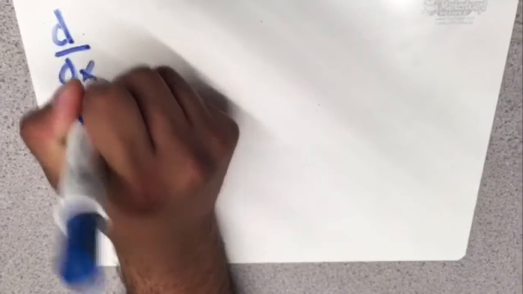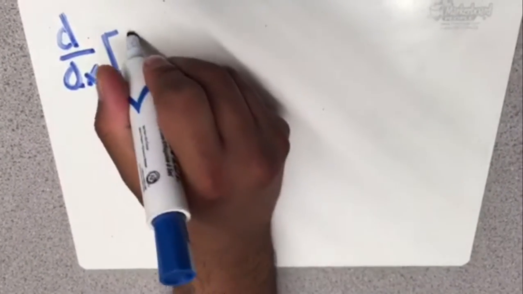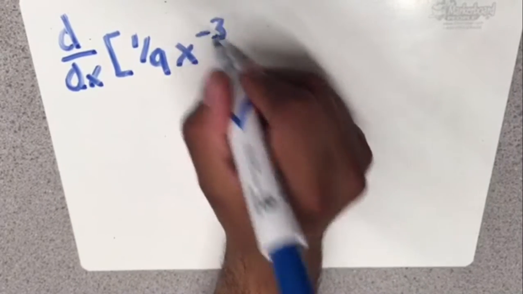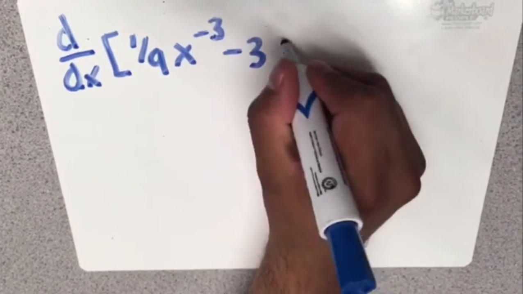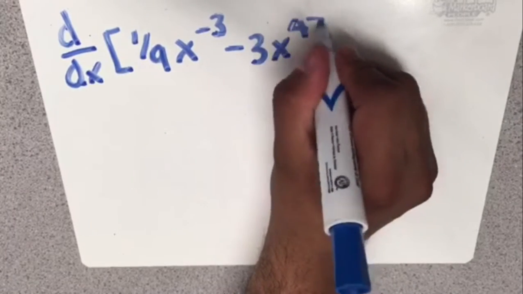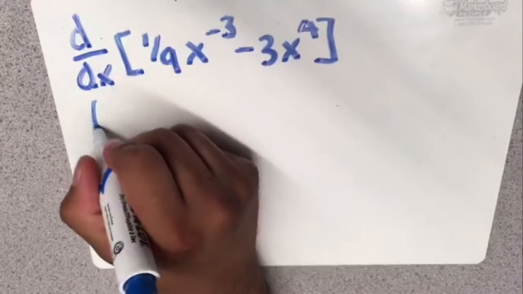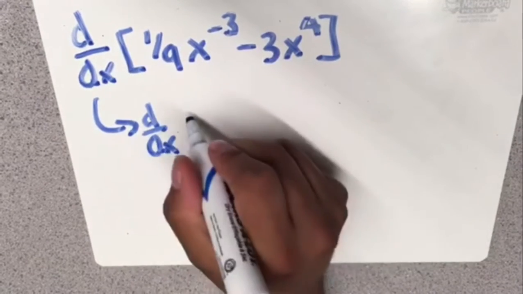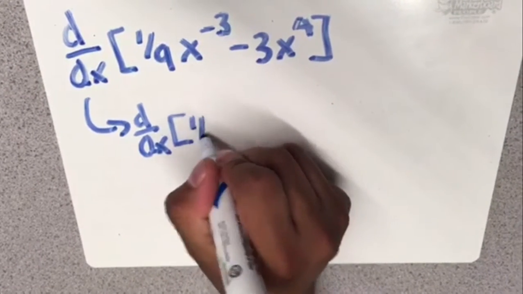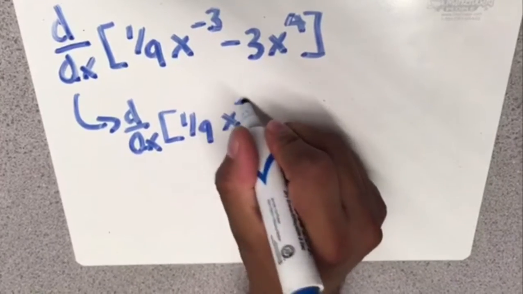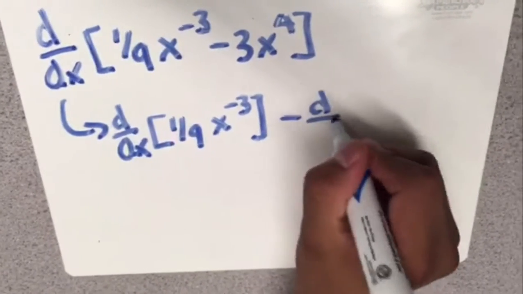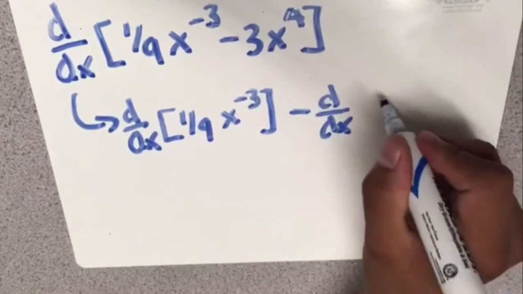So the problem is d over dx, 1/9 x to the negative 3 minus 3x to the fourth. So the first step is to turn the problem into two different problems. So you get d over dx, 1/9 x to the negative 3 minus d over dx, 3x to the fourth.